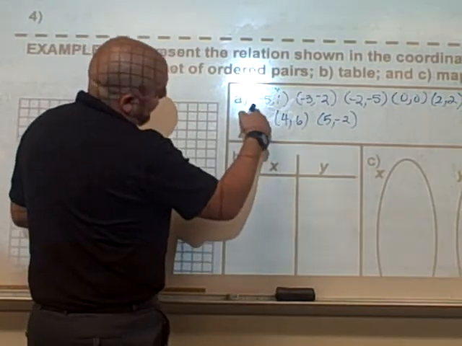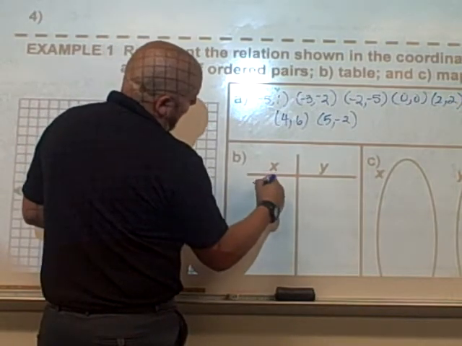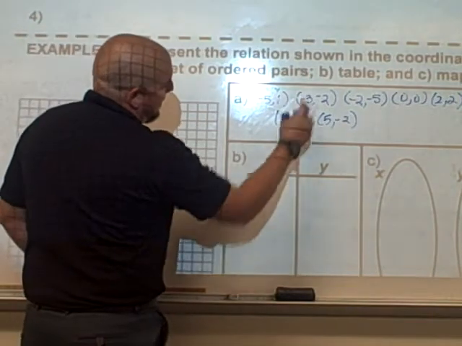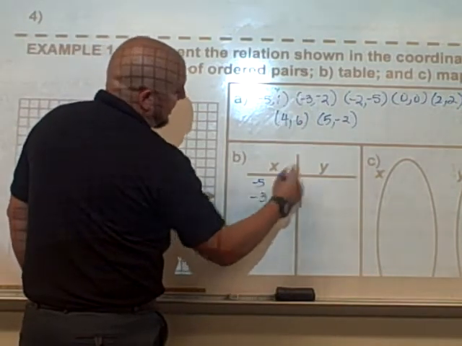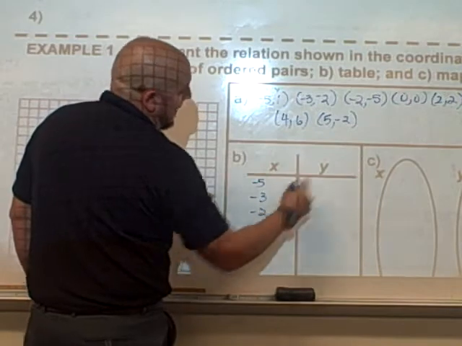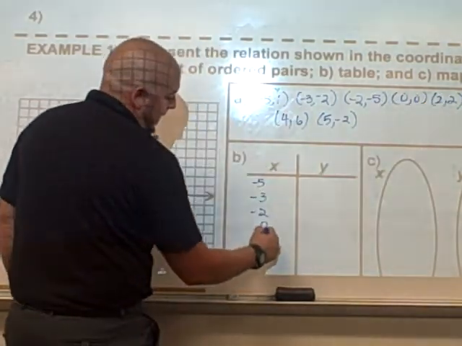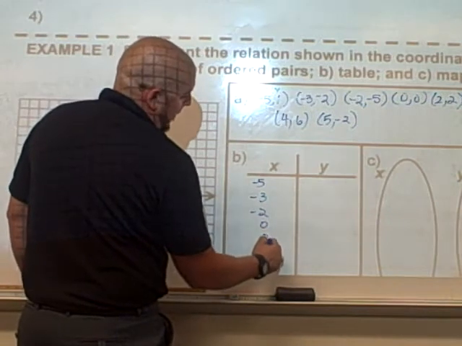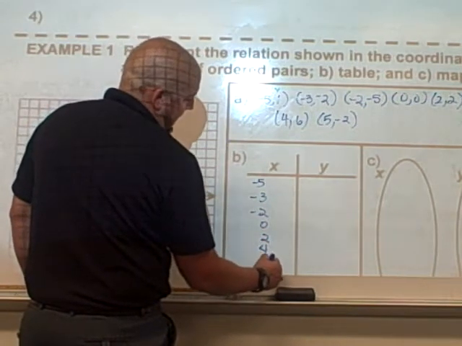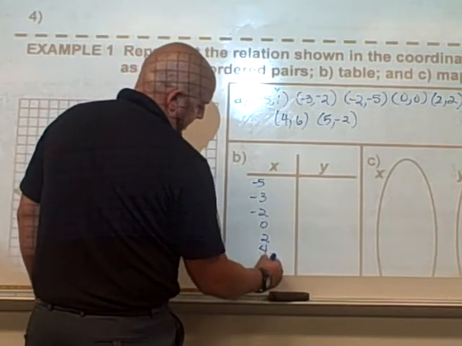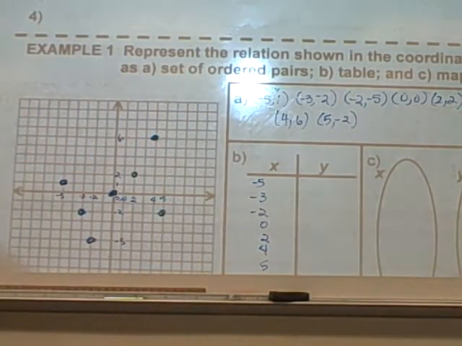So my lowest one is negative 5. And this should already be like that because of the way we went. So I have negative 5, negative 3, negative 2, 0, positive 2, 4, and 5. So hopefully you can see that. And those are all my x values.